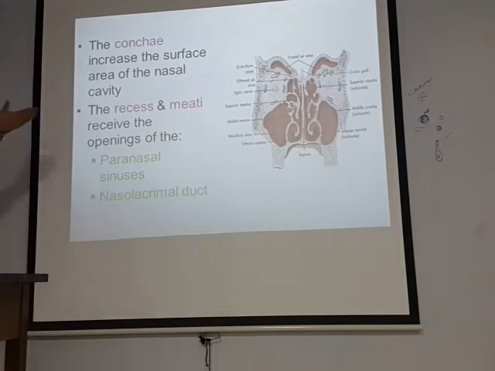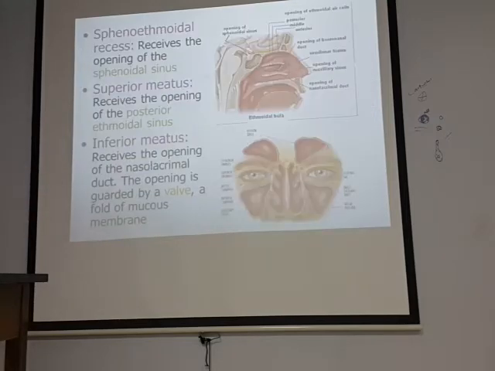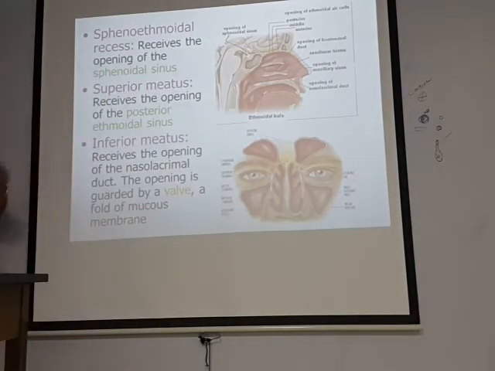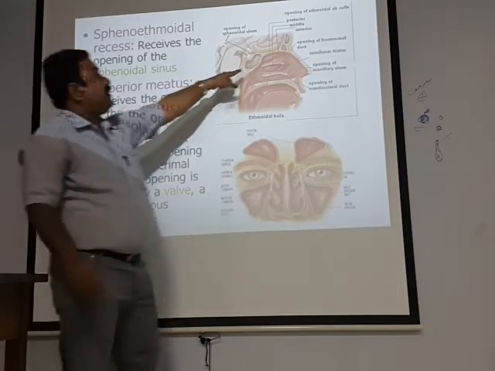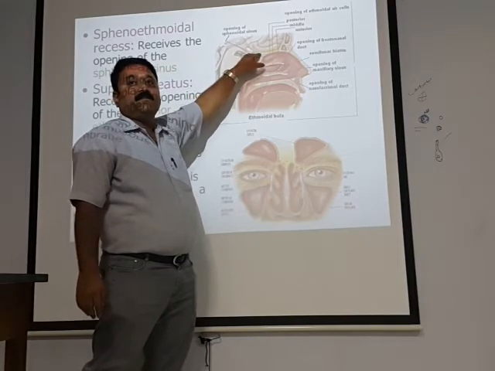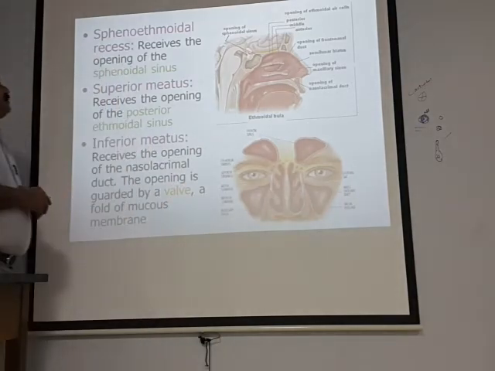Next is about the recess and the meatus. Why are these important? They provide the openings of the paranasal sinus and the nasolacrimal duct. Next is the spheno-ethmoidal recess. It receives the opening of the sphenoidal sinus. The sphenoid bone, the body of the sphenoid, has within it an air-filled space that opens here, the spheno-ethmoidal recess.